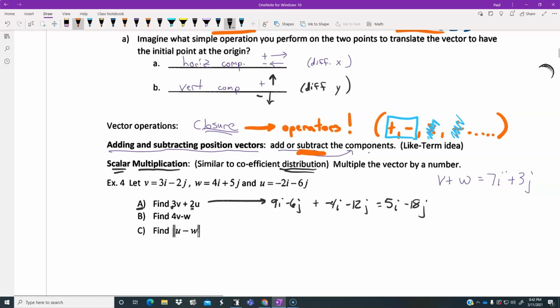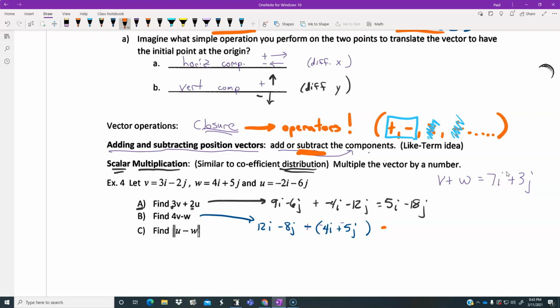Watch for your scalars. Scalars are taken care of first, so there's kind of a PEMDAS here. So you take care of your scalar before you would do the addition or subtraction. I think that kind of makes sense. 4v is really 12i minus 8j, and I want to subtract the entire vector w from it. So notice I'm using parentheses here to ensure that I see there's got to be a sign change, that I am really changing this vector and subtracting it.